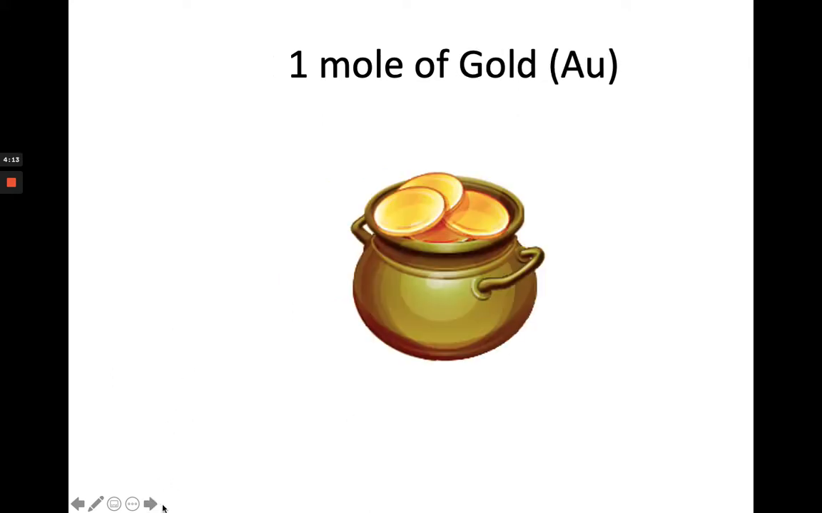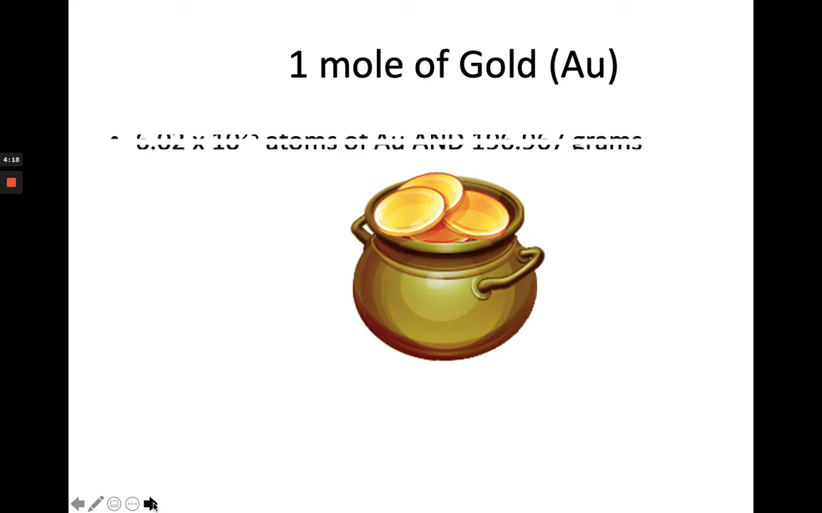Okay, how about a mole of gold? I want my 6.02 times 10 to the 23rd atoms of gold. So I need to look on my periodic table, and I will see that the atomic mass of gold is 196.967, which means if I go to my scale and weigh out 196.967 grams, I can be pretty sure I've got 6.02 times 10 to the 23rd atoms.